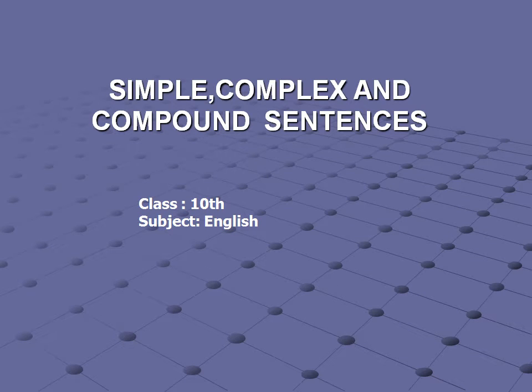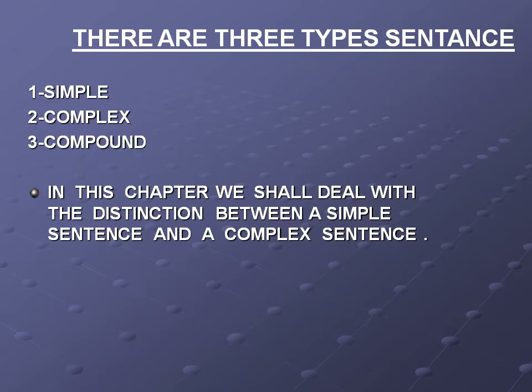Today our topic is simple, complex, and compound sentences. There are three types of sentences: first, simple; second, complex; third, compound. In this chapter, we shall deal with the distinction between a simple sentence and a complex sentence.